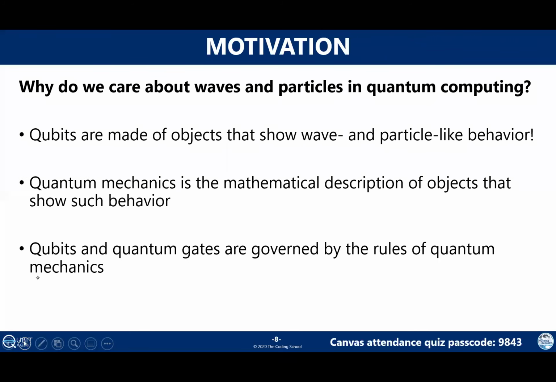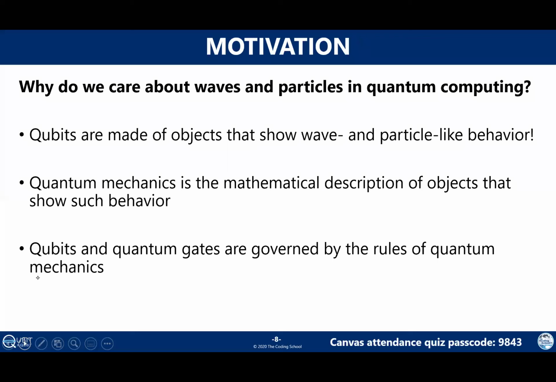Okay, so let's do a little bit of motivation on why we care about waves and particles in the first place. The first half of this lab is going to be basically about waves and particles. Now, I'm going to try and explain this through three statements. The first is that qubits are made of objects that show wave and particle-like behavior.